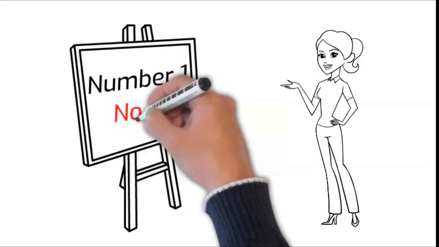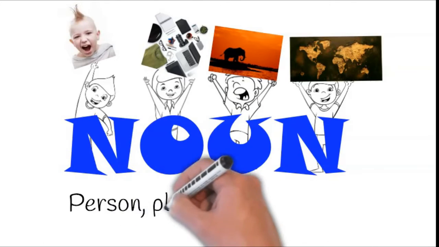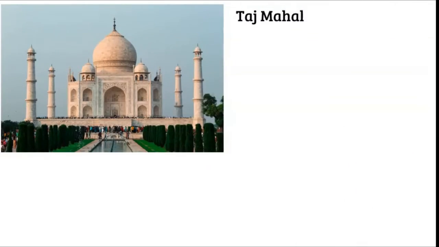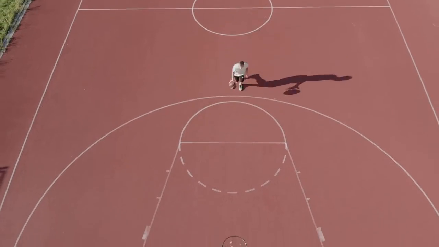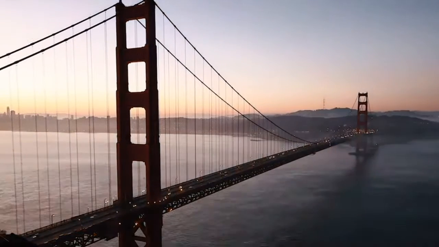Number 1. Nouns. A noun is a person, place, concept or object. Basically, anything that is a thing is a noun. Whether you're talking about a basketball court, San Francisco, Cleopatra, or self-preservation.